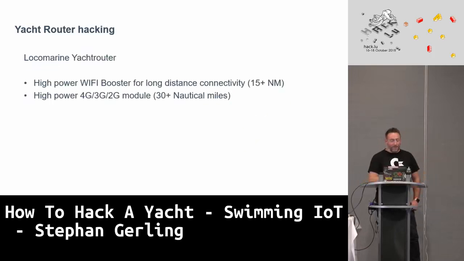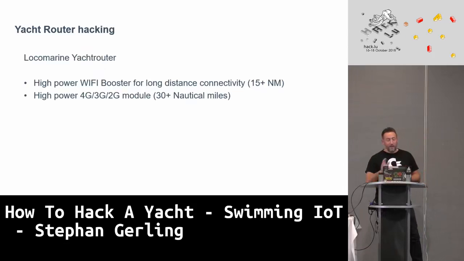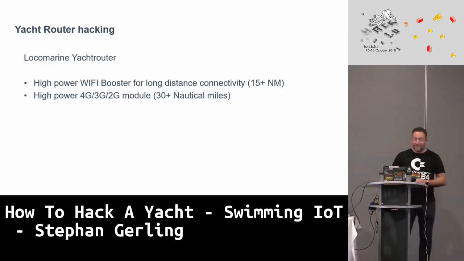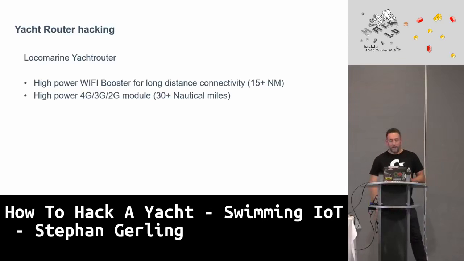Okay. So the Wi-Fi booster has 1.6 watts of electrical power. With the right antenna, you already have 15 nautical miles of Wi-Fi coverage. So it's long range. With the antenna that I mounted there, I had 25 watts ERP on the antenna. And the 4G module should have access up to 30 nautical miles. I was not testing it, but they claimed that it is working.